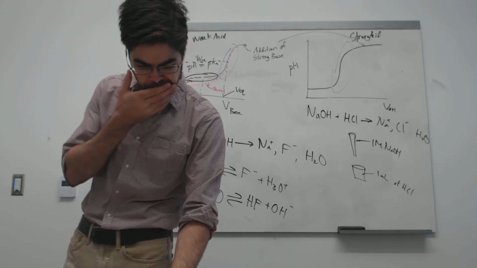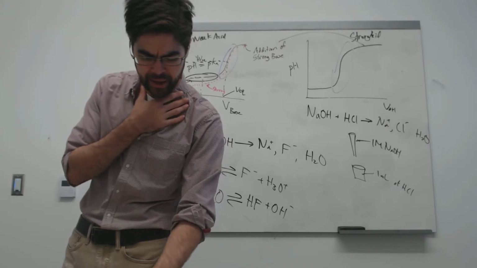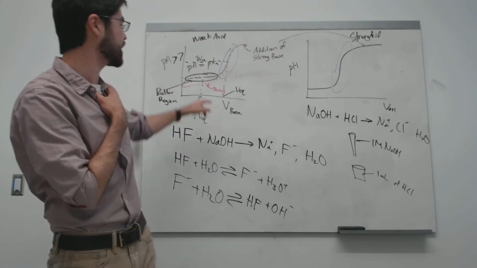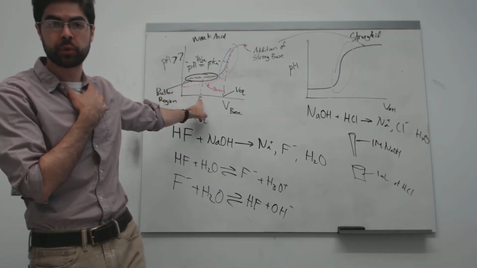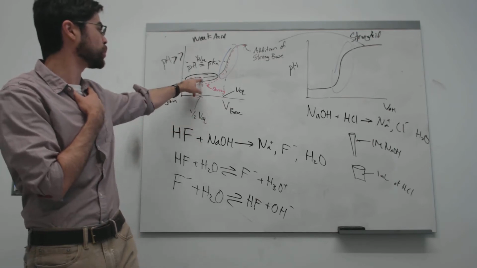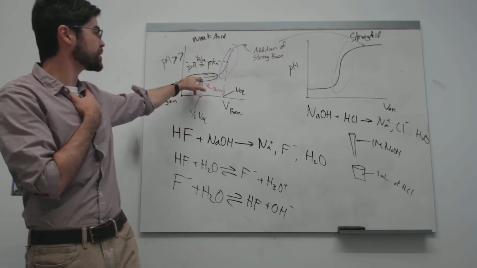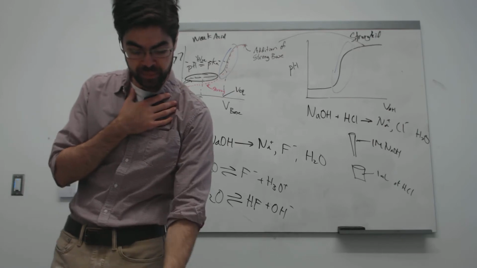How do you tell pKa and Ka from looking at the graph? Again, you look at the half equivalence point if you're dealing with a weak acid. The half equivalence point, the pH at that point should be equal to the pKa.